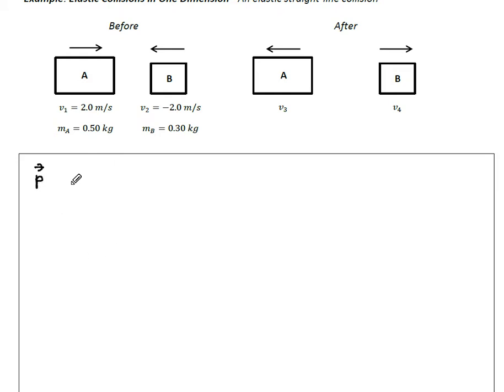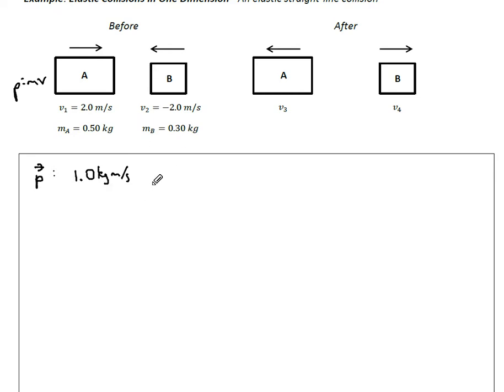Okay. So what is happening with momentum? This is a 1D problem, so you don't have to worry about up, down, left, right, but we can imagine it's going to be quite intensive algebraically if we have two dimensions as well. So before, we have V1 and mass A. Momentum is 2 times 0.5, that is 1.0 kilogram meters per second. All I did there was P equals mass times velocity.